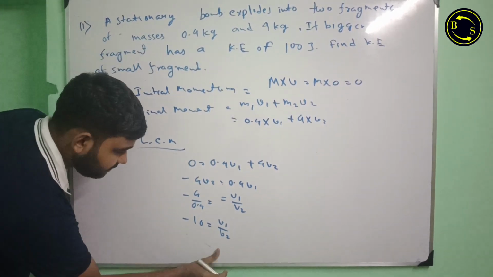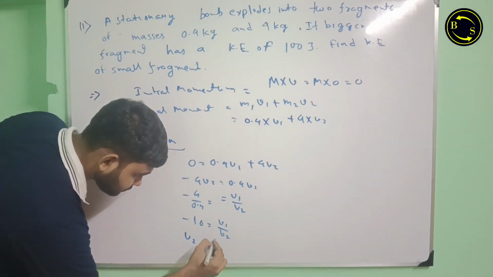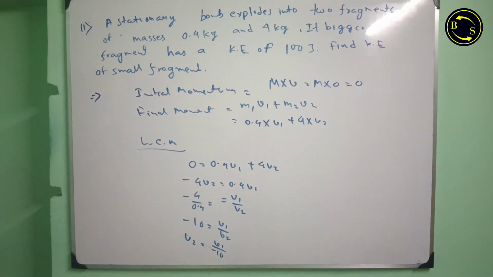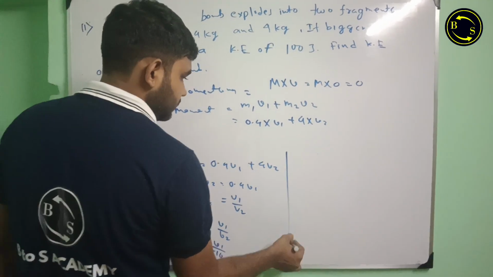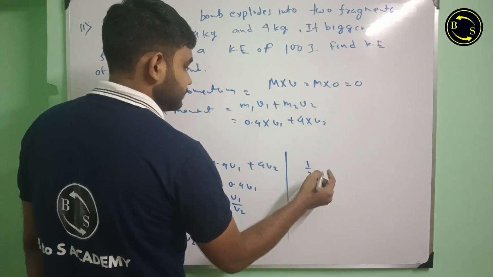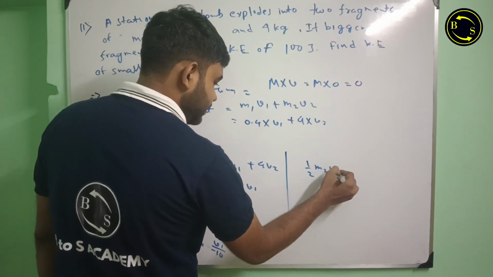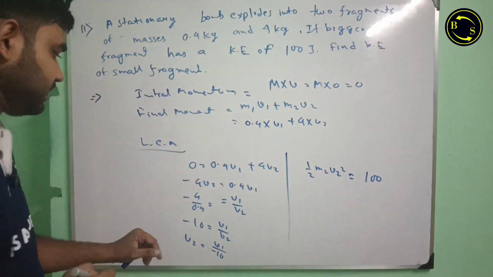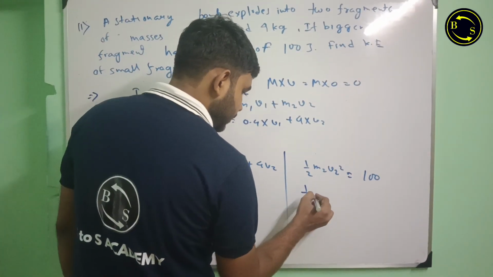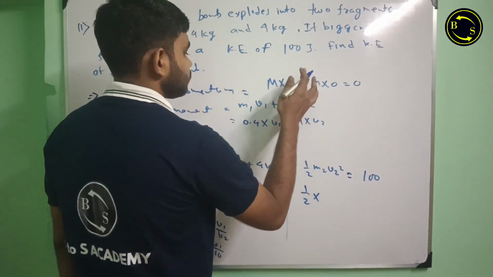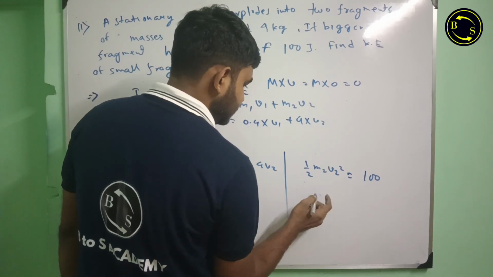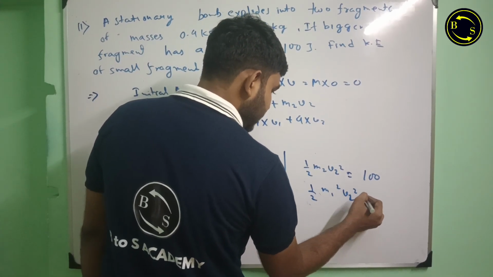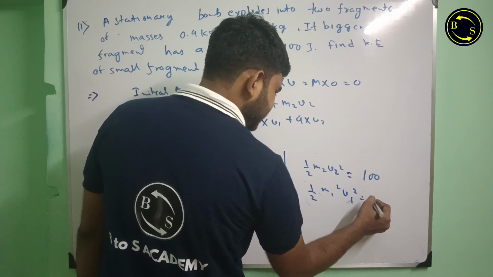Then v2 is equal to v1 by minus 10, given that the bigger fragment has half m2 v2 square equal to 100. Then half into m2 is... আমাদের কি জানতে চাইছে, half m1 v1 square, let this value be x.